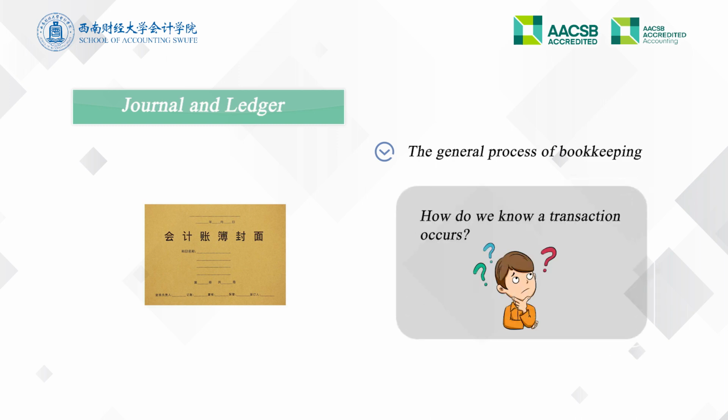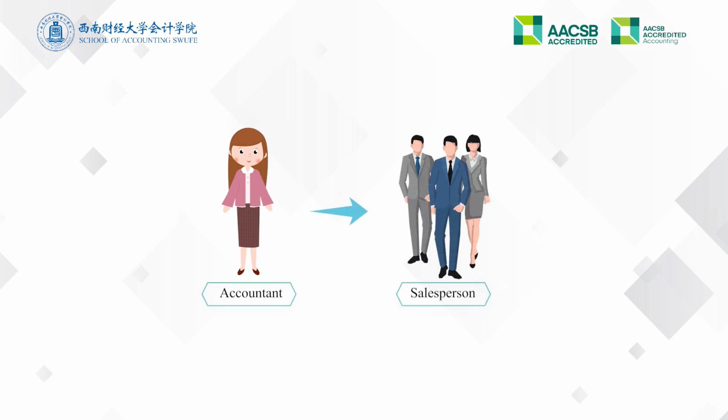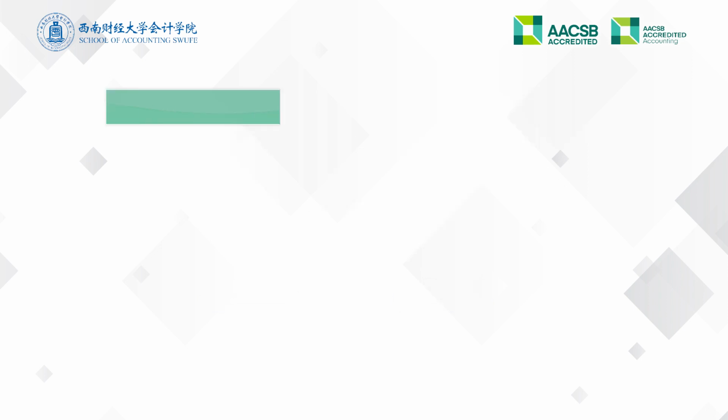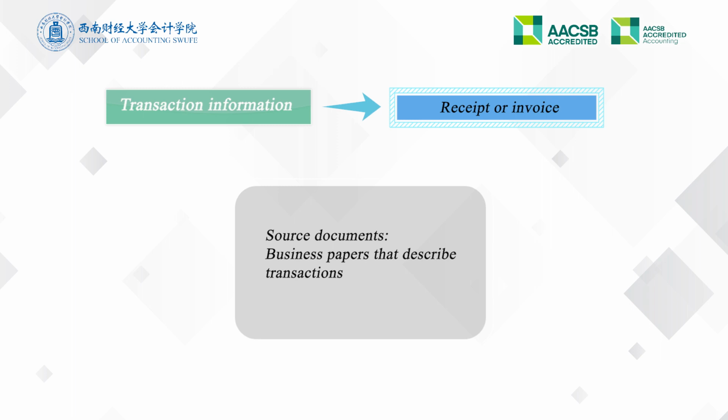How do we know a transaction occurs? For example, how does an accountant know a salesperson sold a watch to a customer? This transaction information is shown either in a receipt or in an invoice. These business papers that describe transactions are called source documents.